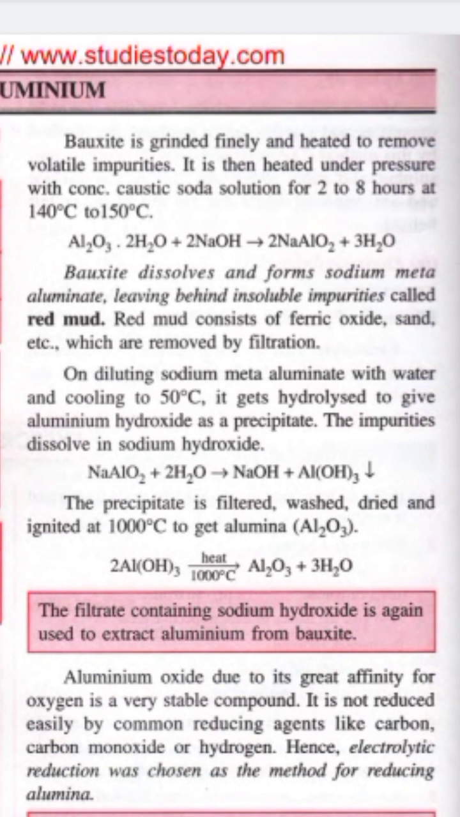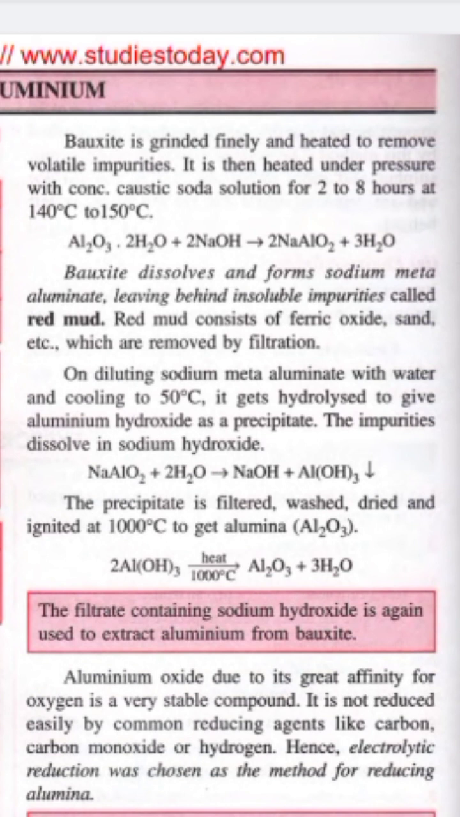Bauxite is grinded finely and heated to remove volatile impurities. It is then heated under pressure with concentrated caustic soda for 2 to 8 hours at 140 degrees Celsius to 150 degrees Celsius. So initially bauxite is grinded into a fine powder and then it is heated. Whatever impurities have a low boiling point will easily move away. They are removed. Now again bauxite is heated under pressure.